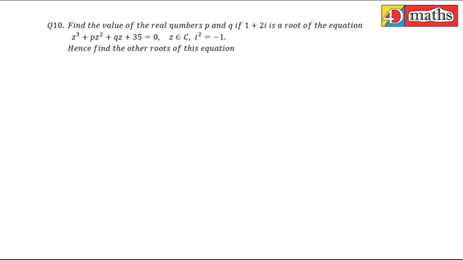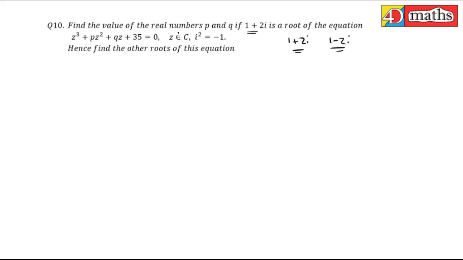Okay, find the value of the real numbers p and q. So these are real, okay, coefficients are real. If 1 plus 2i is a root of the equation, find the other roots of the equation. Well, because these are real, these would come in pairs, okay? So 1 plus 2i and 1 minus 2i are the two roots. So there's two roots. There's another root that I don't know yet, okay?